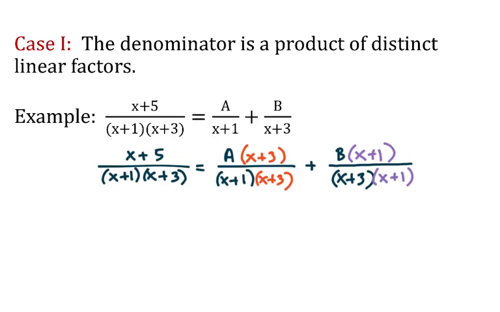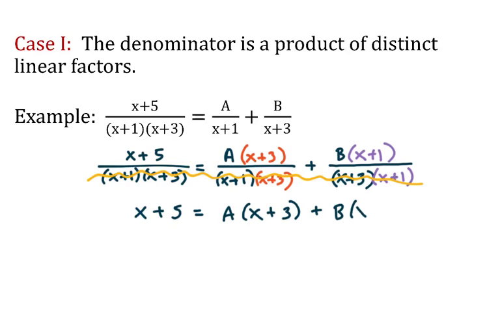So at this point, we can see that all the denominators in the equation are the same. Therefore, if we multiply through by the LCD, that will essentially wipe out all the denominators. And for the sake of space, I am just going to cross out all those denominators. So we are left with now x plus 5 is equal to a times x plus 3 plus b times x plus 1. There are a couple different strategies that can be used to solve from here on out.